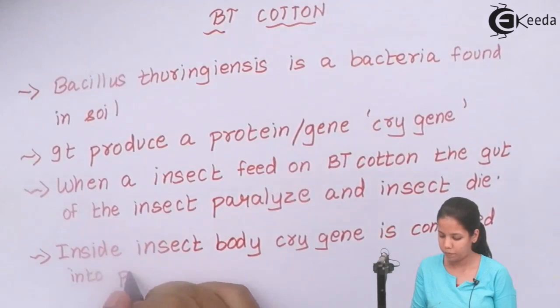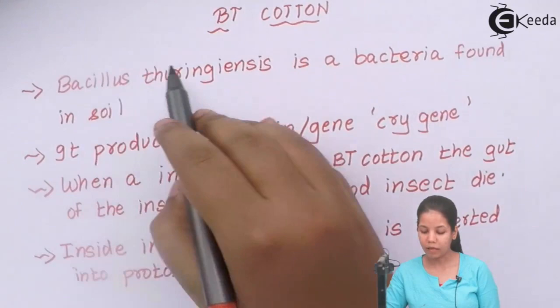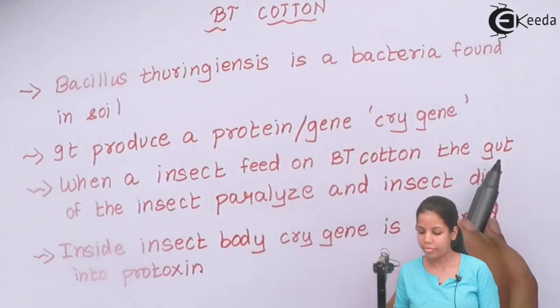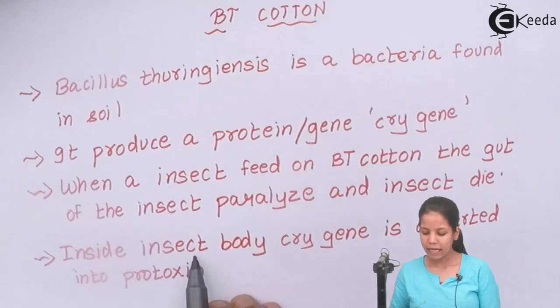Bacillus thuringiensis is a bacteria found in soil. It produces a protein or a gene which is called the cry gene. And when an insect feeds on BT cotton, the gut of the insect paralyzes and the insect dies. Inside the insect's body, the cry protein is converted into protoxin or toxins.